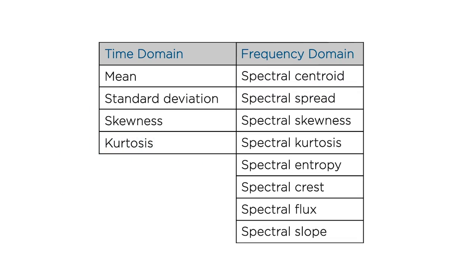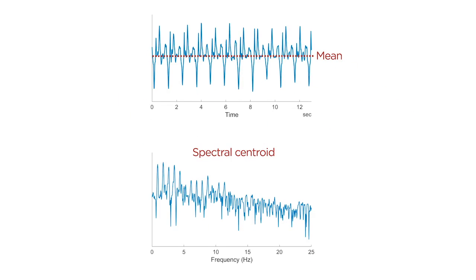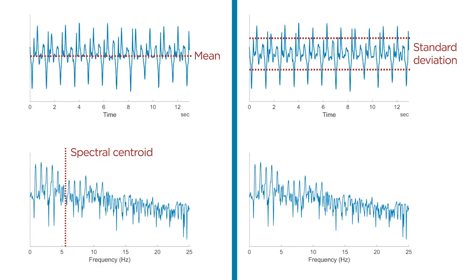Spectral statistics are calculated in much the same way as summary statistics you've already seen, but they represent very different values. The mean of a signal over time represents the average amplitude, whereas the spectral centroid is a frequency value that represents the weighted average of all the frequencies in the spectrum. Similarly, the spectral spread is a measure of how widely the spectrum is distributed across frequencies.